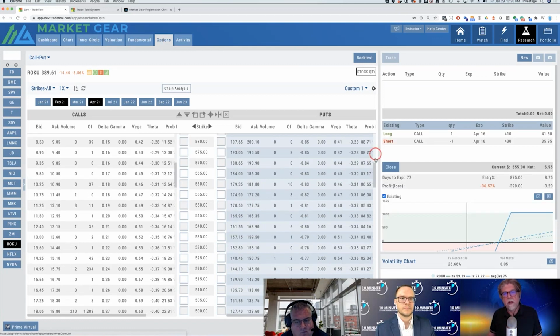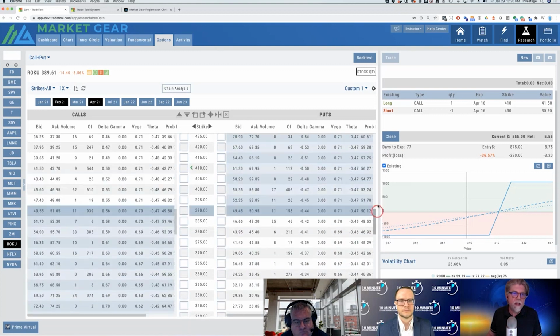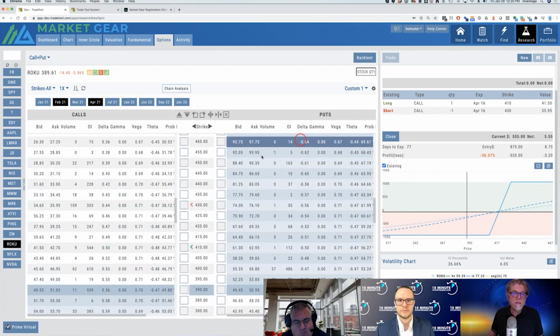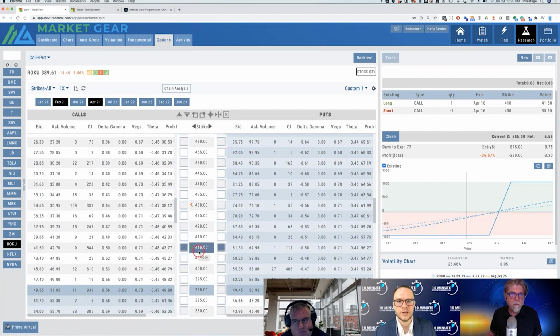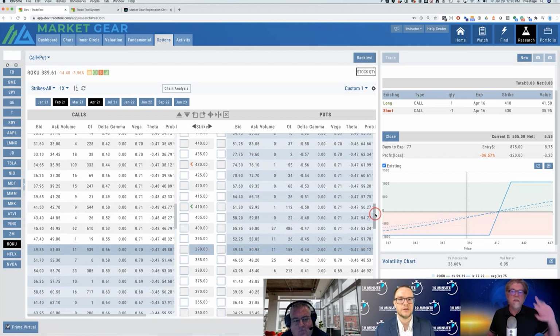All right, so here's the position I'm in. I'm currently in the 410, 430. When I look at my chain, by the way, it flags it for me, so I know exactly where I'm at. We're looking at out of the money call spreads. No stock, just a bull call spread. I'm in the 410, 430.